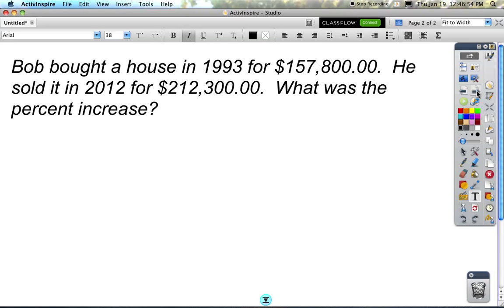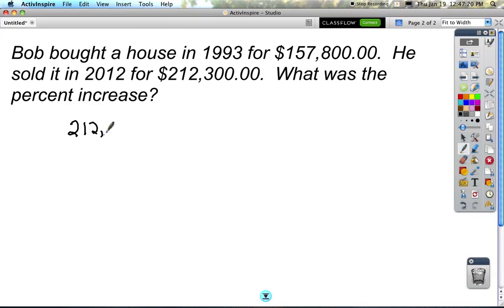Now, let me tell you this. Just because you've been given a calculator does not mean that you don't have to write down the work that you're putting in the calculator. Okay? Calculator does not substitute for work because I cannot give partial credit. Cambridge will not give partial credit if you don't show all of your work. So, what is the bigger number here? All right, 212,300, and I'm subtracting. Okay. Now, which one was the original or the first occurrence? Okay.